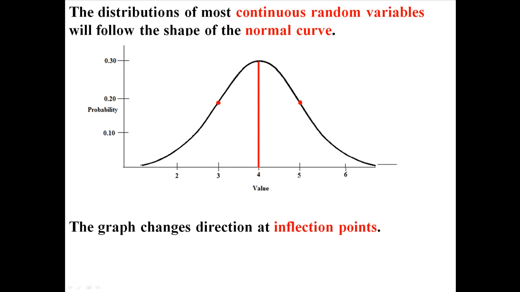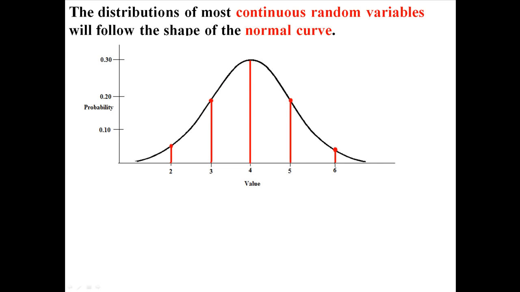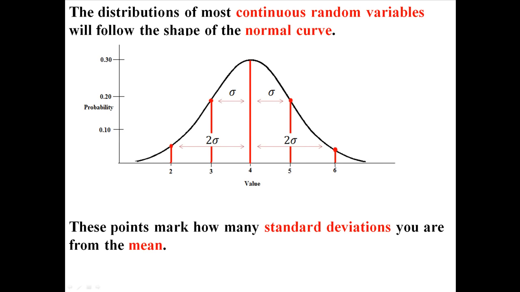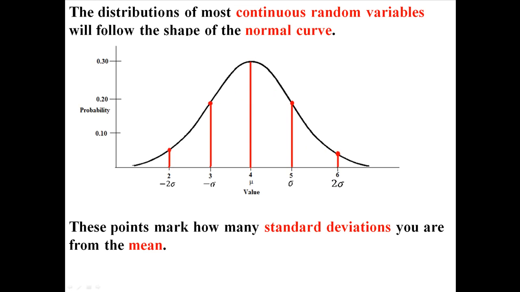The graph changes direction at inflection points. When you're one inflection point from the mean, it marks one standard deviation from the mean. I'm just going to draw some lines here to mark the standard deviations. For 3 and 5, you are one standard deviation away from the mean. If you're at, say, 2 or 6, you are two standard deviations away from the mean. Now I've marked that on the bottom, where we have the mean, and then you can see as we're going up 1, 2 standard deviations, and down 1, 2 standard deviations.